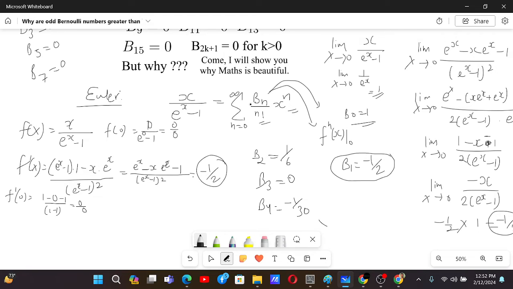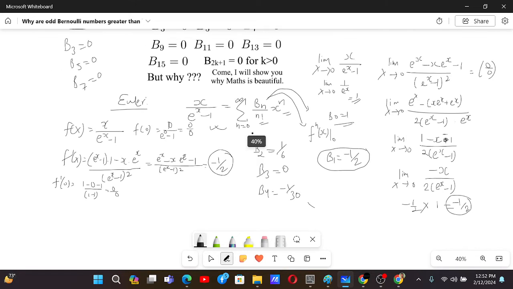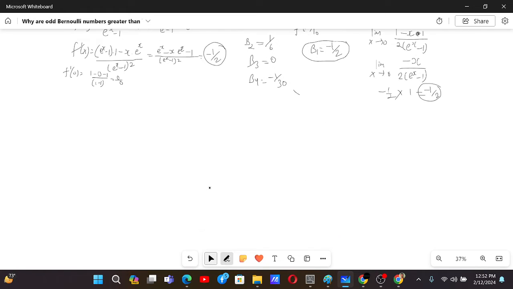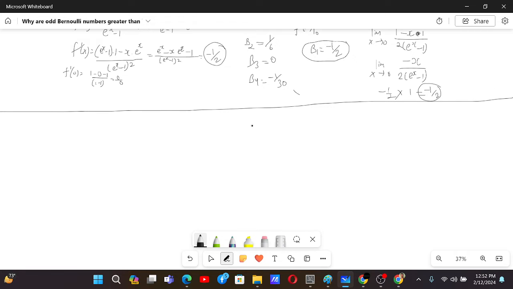Okay, so now you are convinced that this Taylor expansion, or let's say Maclaurin expansion, or generating function by this polynomial is true. Now let us try to prove why for all odd numbers greater than 1, the Bernoulli number is 0. This will also show us the beauty of mathematics. So let me show you how.